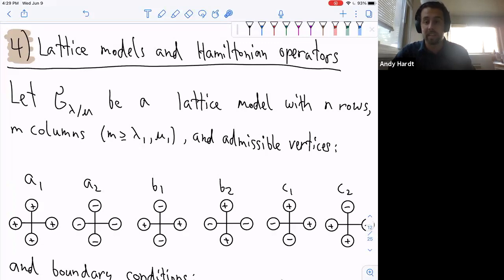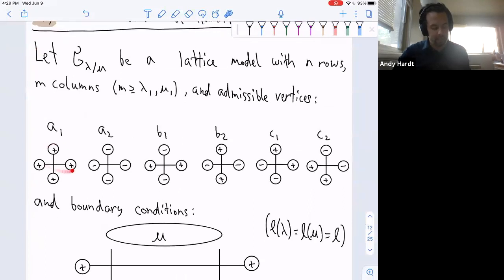I think there are some notes by Gustafsson that do this sort of thing with Schur polynomials. It might have been done before, although I hadn't seen that. And then Brubaker and Schultz did that for some of these functions that we're about to see. So let S of lambda mod mu be a lattice model with n rows, m columns where m is big enough, and the six vertex model. So we have A1, A2, B1, B2, C1, and C2. Okay, and I'm not going to fix their Boltzmann weights yet.